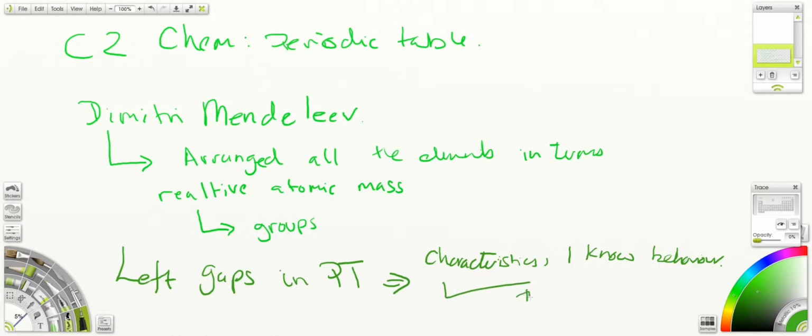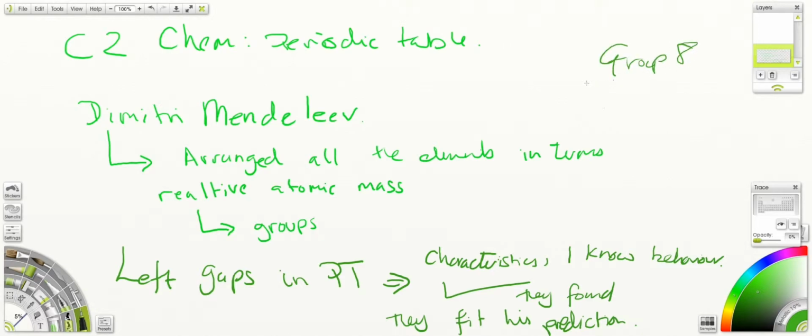Once they found the elements, they fit pretty much what he said. They fit his prediction. And this was really one of the best periodic tables out at the time. Now, it is different from the modern periodic table. For example, he got group 8 wrong, completely wrong.